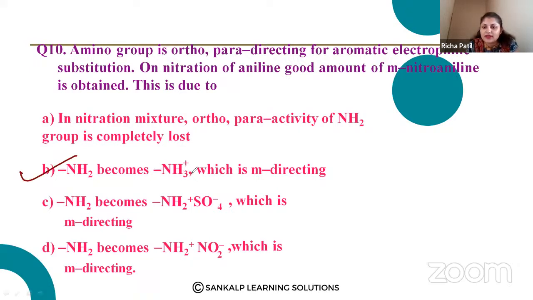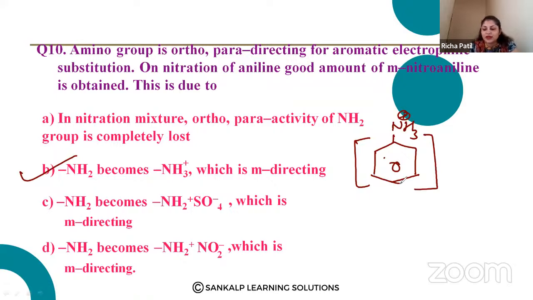NH2 becomes NH3+, which is meta-directing. Why? Because nitration involves an acidic medium. Because of the presence of acid, protonation of aniline takes place, forming the anilinium ion, that is NH3+. It is meta-directing, and it forms meta-nitroaniline.